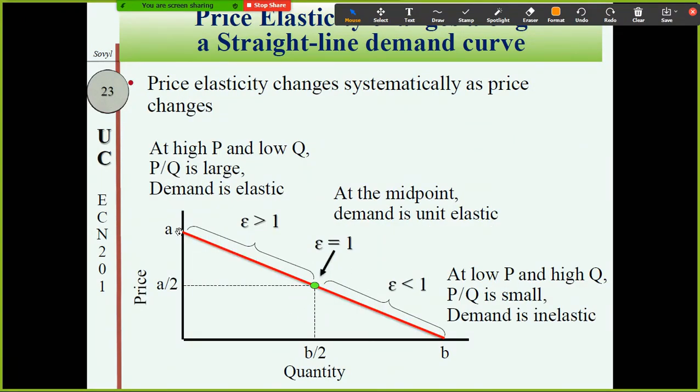So if you have a demand curve like this one, you need to find the middle of the demand curve. At around the middle, epsilon equals 1. Maybe you will ask, why is epsilon equal to 1? It should be absolute value of epsilon. At the middle point, absolute value of epsilon equals 1. Below the middle, absolute value of epsilon is less than 1, that means inelastic. But above the middle point, absolute value of epsilon is more than 1, that means elastic.